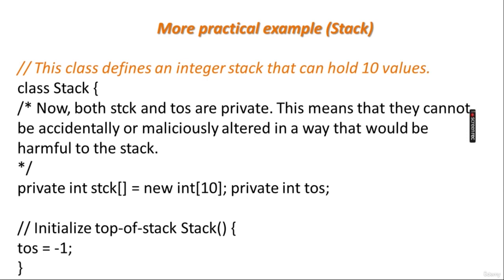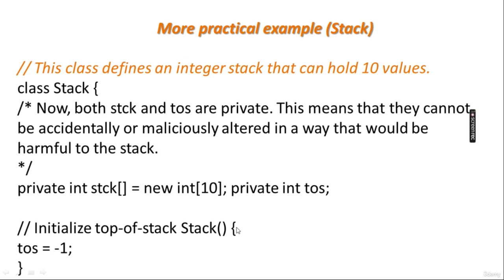Now, we have a more practical example of stack. Both stack and top of stack are private. What is stack in this case? This is the integer array stack, and top of stack is an integer number. In the previous cases, we declared them with the default access specifier, that is public, and here we are declaring them as private. Why? Because for us it is now very much confidential. We are now improving the version of stack. This means that they cannot be accidentally or maliciously altered in a way that would be harmful to the stack.